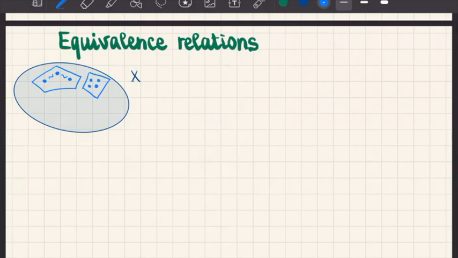And once I divide the set X into these classes, I will then want to consider the set of these classes. And we will use the notion of equivalence relations. Next lecture, we will talk about modular arithmetic.